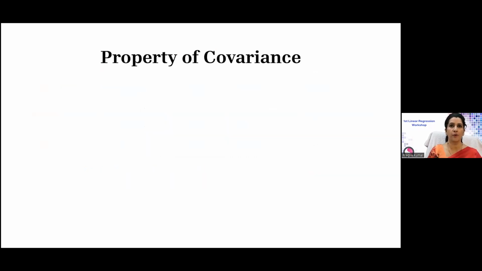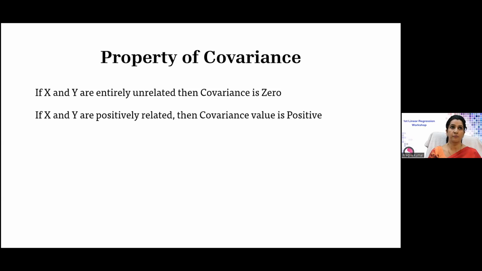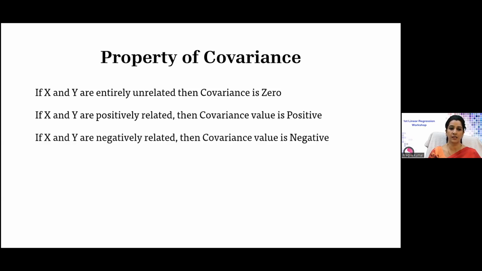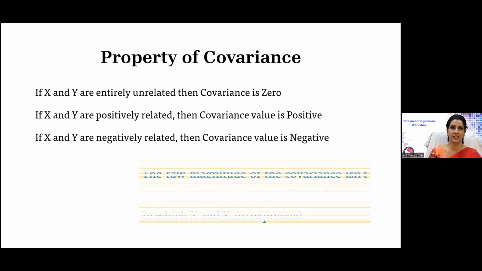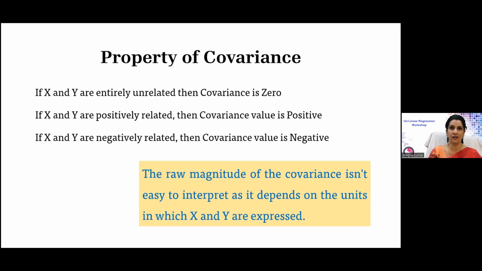So now coming to the property of covariance. If X and Y are entirely unrelated, then covariance would be 0, if they don't have any relationship with each other. If X and Y are positively related, then covariance value will be positive. What Dr. Tanveer was asking. And if X and Y are negatively related, then covariance value will be negative. Yes, Dr. Vasundhara. This was the question which I wanted to ask. What will be the unit of covariance then? So just hold on. We are coming to that concept.